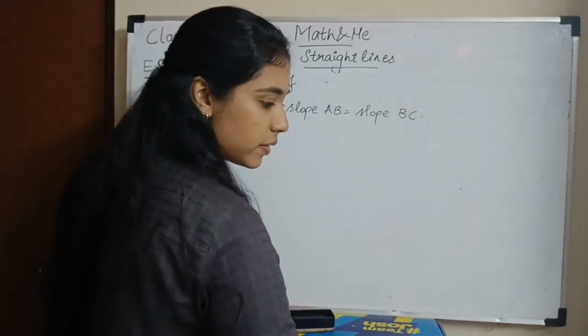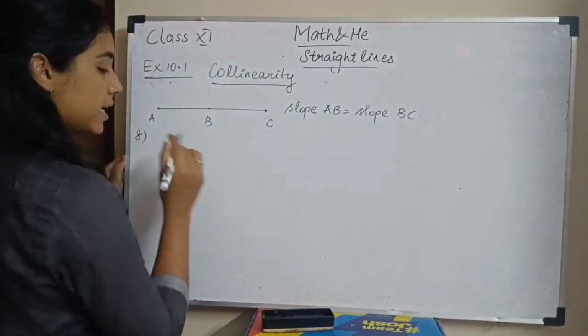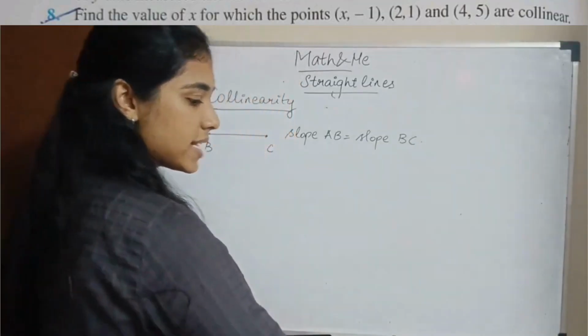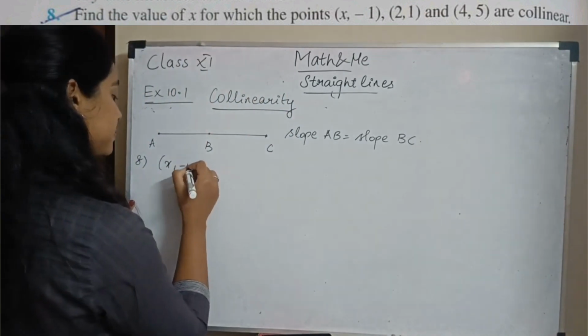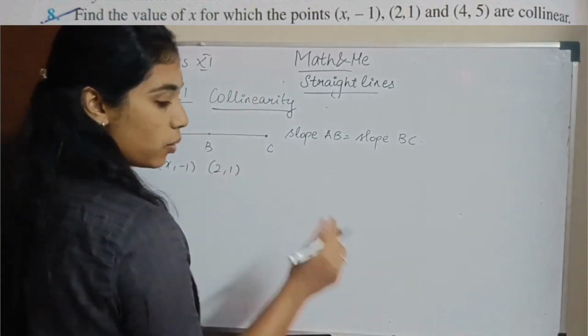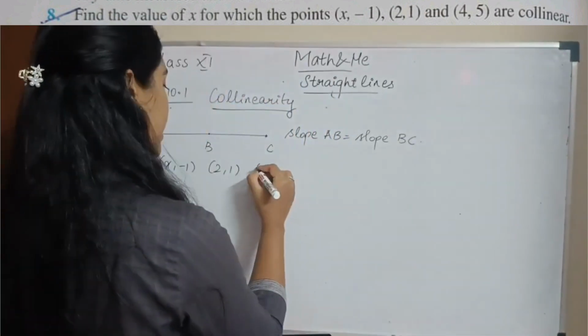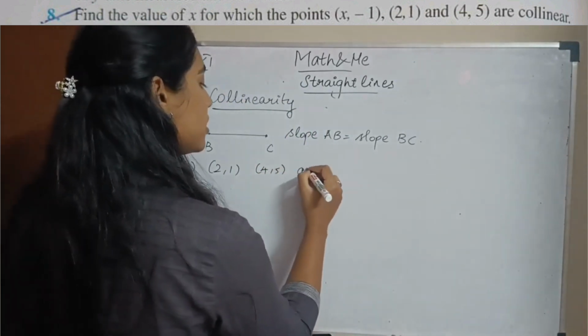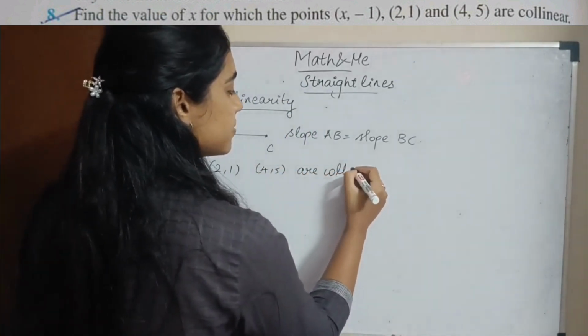So let us solve question number 8. It is given that the points (x, -1), (2, 1) and (4, 5) are collinear.